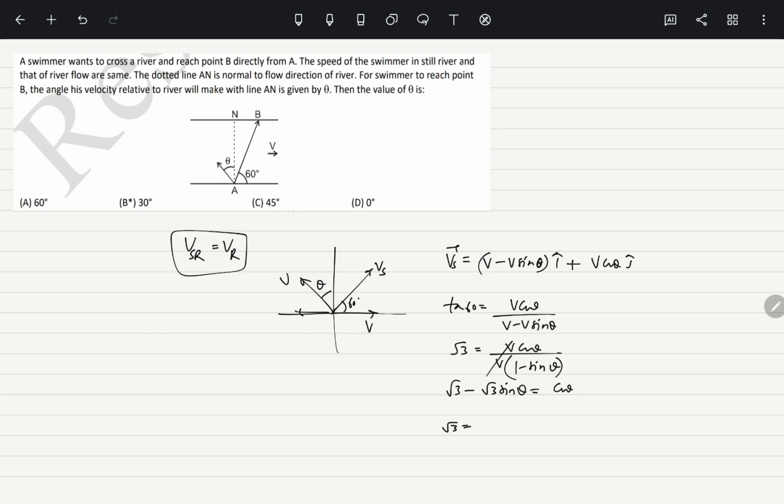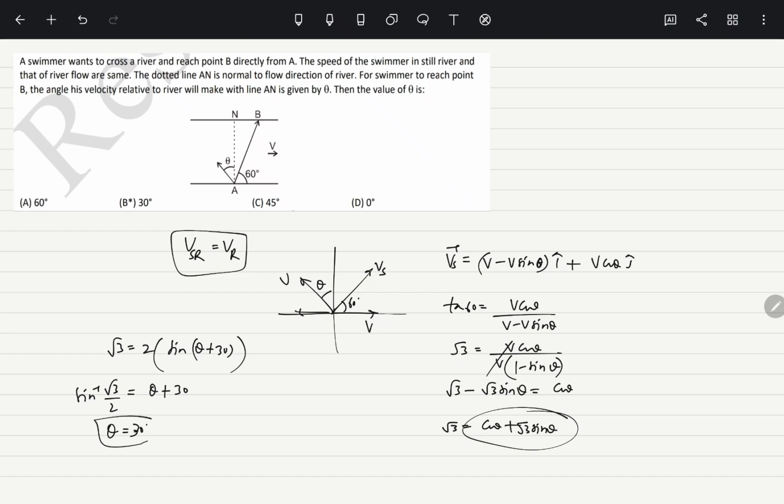As you can see, we send this term to the right hand side, so it is cos theta plus root 3 sin theta. We can convert this into the sin A plus B formula. So root 3 is equal to, if we divide and multiply with 2, it will be 2 sin theta plus 30, right? Now root 3 by 2, sin inverse is equal to theta plus 30. Now sin inverse root 3 by 2 is 60, 60 minus 30, so theta is coming as 30. Okay, and that is the answer.